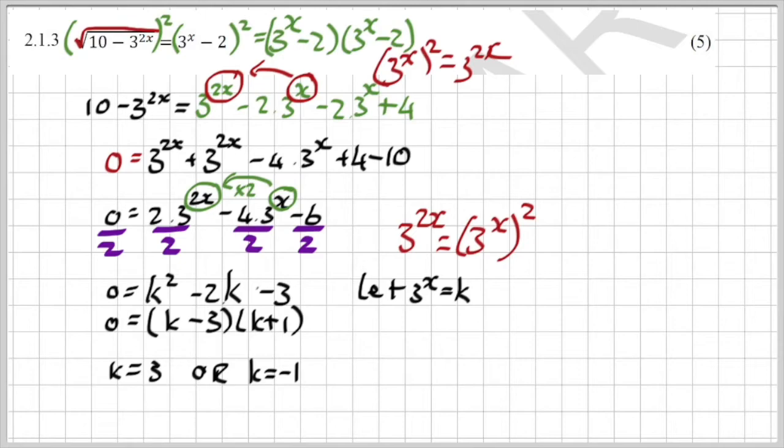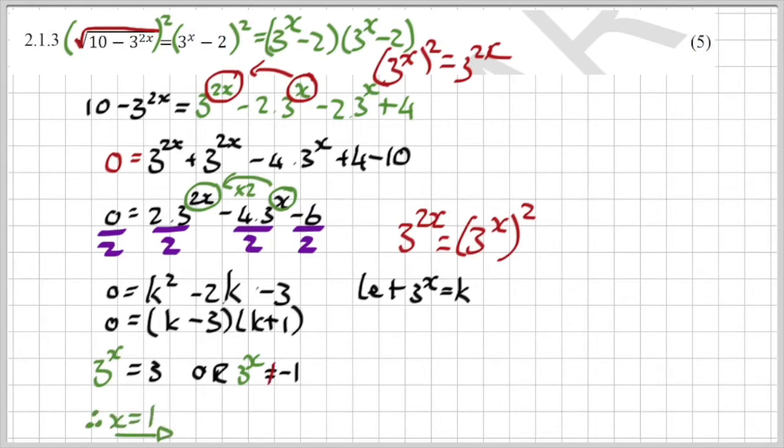But did I ask you to solve k or did I ask you to solve x? I asked you to solve x. So I'm going to substitute the 3 to the x back in, and I'm sitting with 3 to the x equal to 3 or 3 to the x equal to negative 1. If I look at the first one, 3 to the x equal to 3, x must be 1.